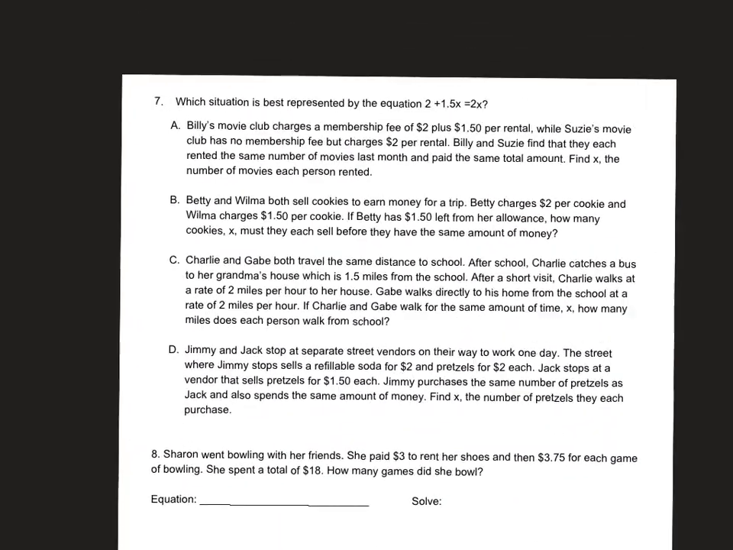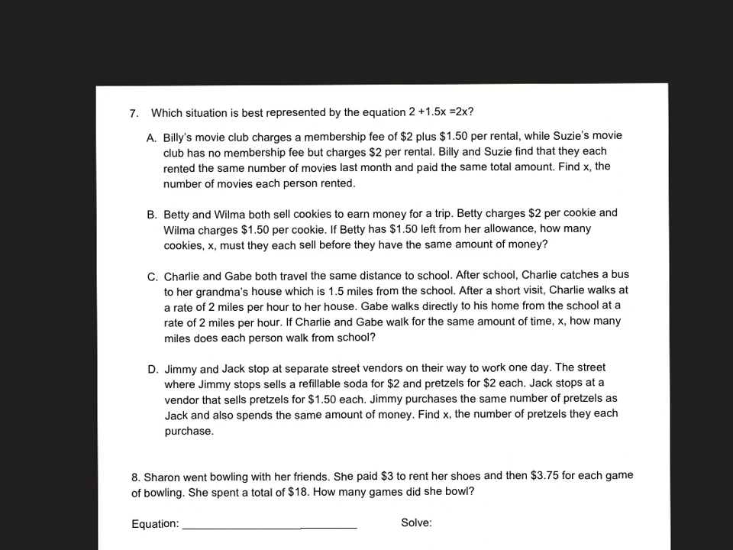Problem number 7. We've been given 2 plus 1.5x equals 2x. So let's see which is the best situation that matches this. Well, Billy's Movie Club charges a membership fee of $2 plus $1.50 per rental. Okay, so I know that's 2 plus 1.5x. While Susie's Movie Club has no membership fee but charges $2 per rental. Billy and Susie find that they each rented the same number of movies, so X is their movies, and they paid the same amount. Find X, the number of movies each person rented.